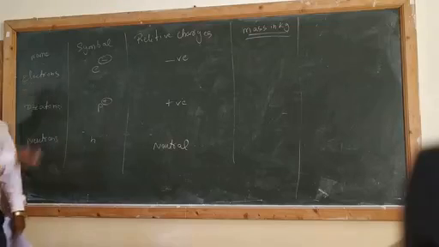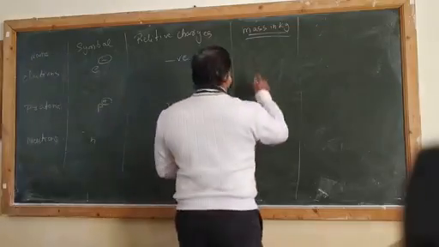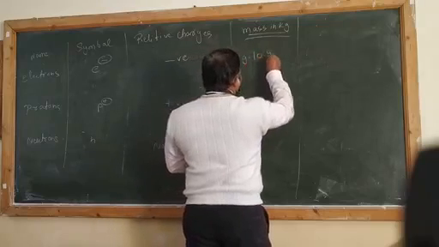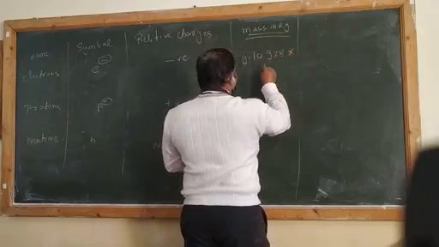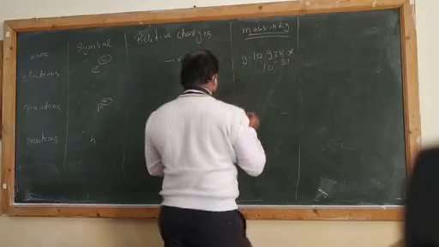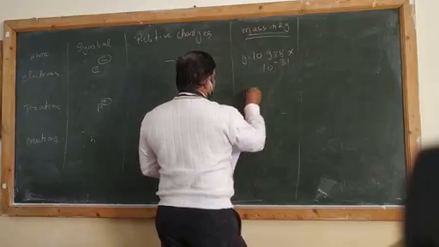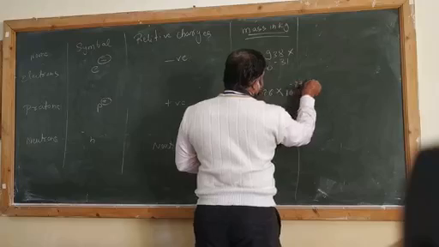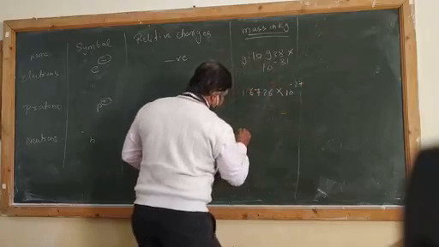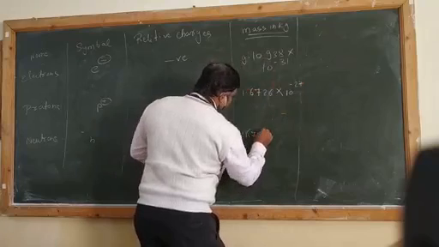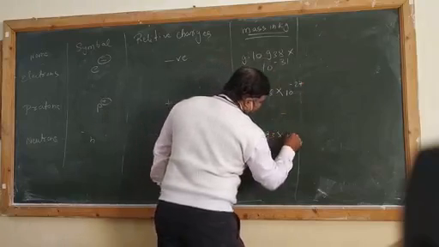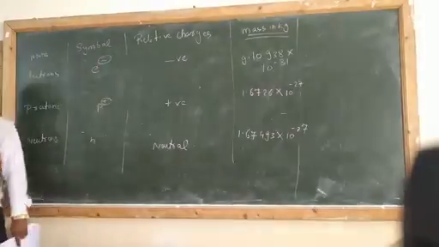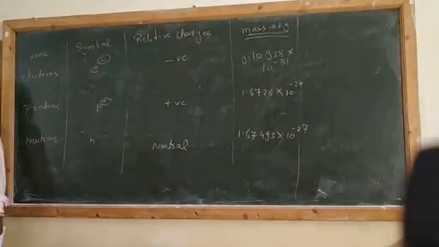Okay. Now let's write down the masses in kilogram. The mass of an electron in kilogram is 9.10938 into 10 raised to minus 31. And for proton it is 1.6726 into 10 raised to minus 27. And for neutron it is 1.67493 into 10 raised to minus 27. Okay. So everyone will note down the masses in kilogram.